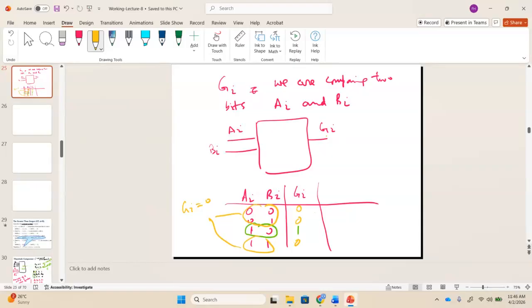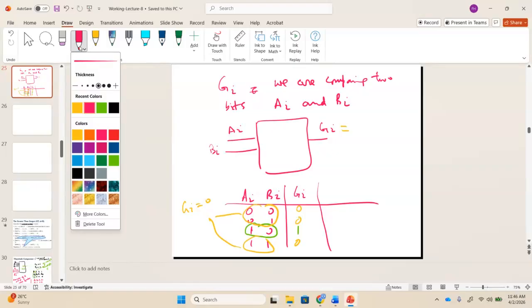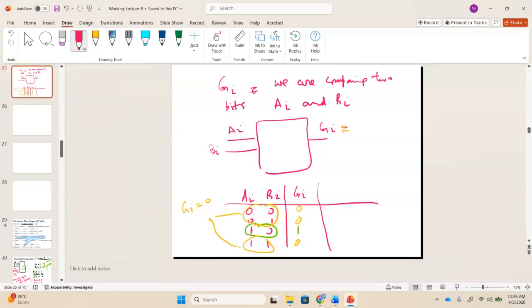Okay, what is the expression for gi? The expression for gi: gi will be 1 if ai is 1 and bi is 0. So what will this be? It is actually gi equal to ai bi bar. Any question?